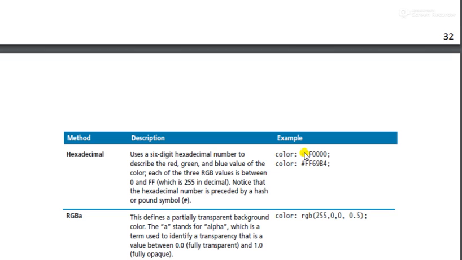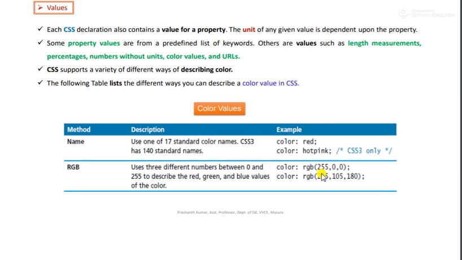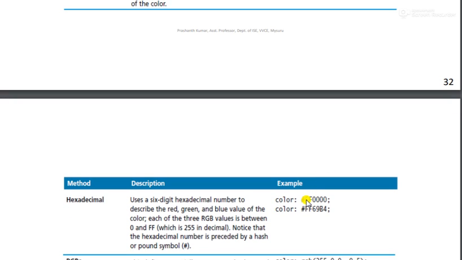16 into 16, how much? 256. You are in the final year of your technical education. 256. So here also you see 256 values, right? 0 to 255 means 256. Here also 256 values we represent using hexadecimal. That's it. But hash double F indicates 255.